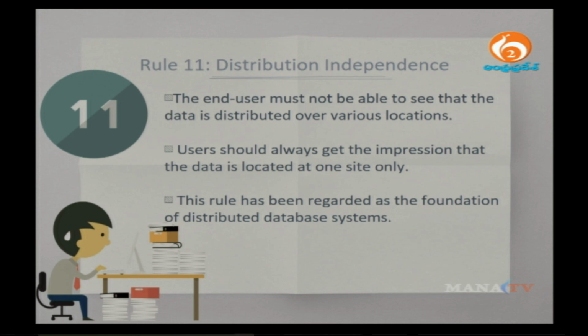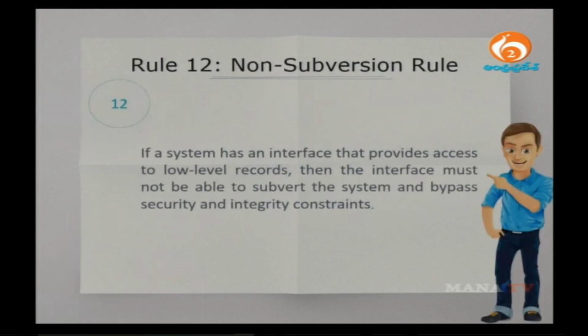Alright, so now let me talk about the last point about your core rules: the non-subversion rule. What is the meaning of the non-subversion rule? If a system has an interface that provides access to low level records, then the interface must not be able to subvert the system, bypassing security and integrity constraints.